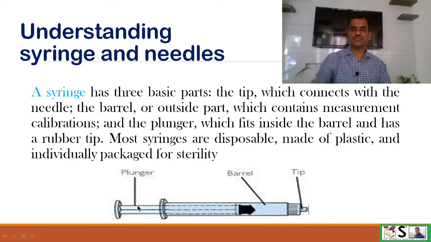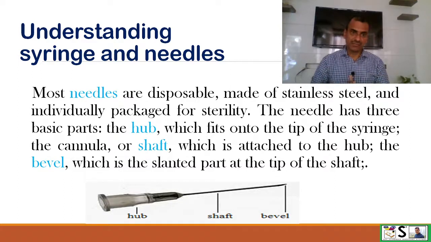This is the plunger and it has a rubber tip, which also acts as a rubber seal. Most syringes are disposable nowadays, made of plastic and individually packed for sterility. Now the needle. Most needles are disposable, made of stainless steel and again individually packed for sterility, and sometimes they come with the syringe. Nowadays mostly they come attached to the syringe.